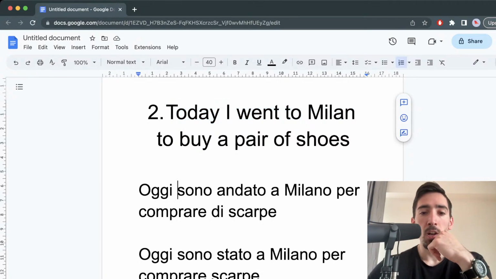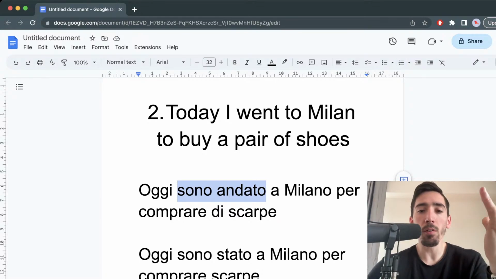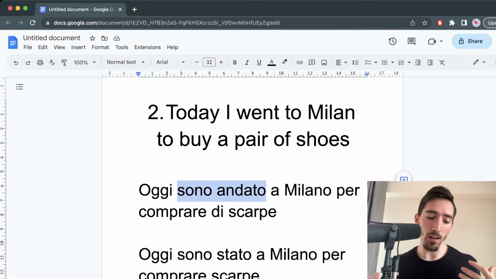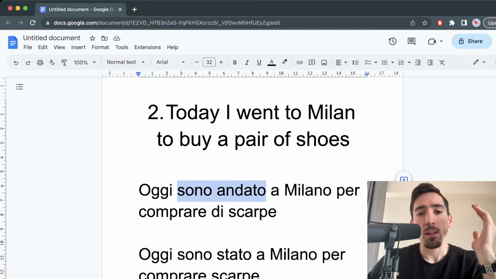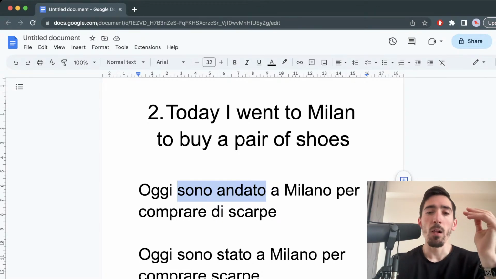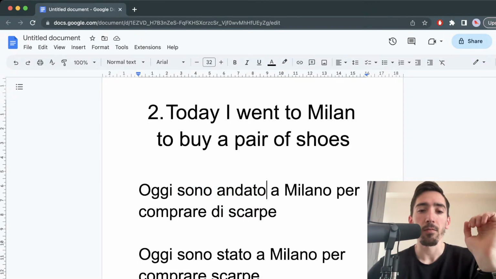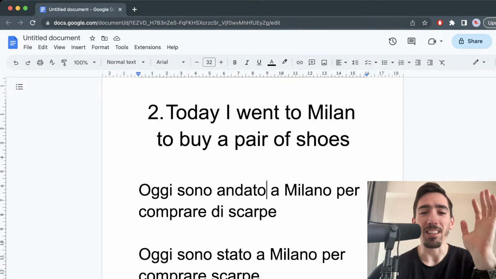predicate. Sono andato. I went. So indeed, this is the main verb. And it's important because it's going to give the most meaning to the sentence, right? It needs to be conjugated right with regard to the person, but also with regard to the tense, the time of action. And today we won't talk about time of action because it's too much. We'll do it next time.